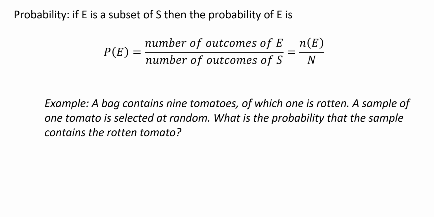With the simple example, it says, a bag contains 9 tomatoes, of which 1 is rotten. A sample of 1 tomato is selected at random. What is the probability the sample contains the rotten tomato? So we would say the probability of the rotten tomato is equal to, well, there's 9 tomatoes we could select from, but only 1 is rotten. So it's 1 out of 9. That's a very basic case.